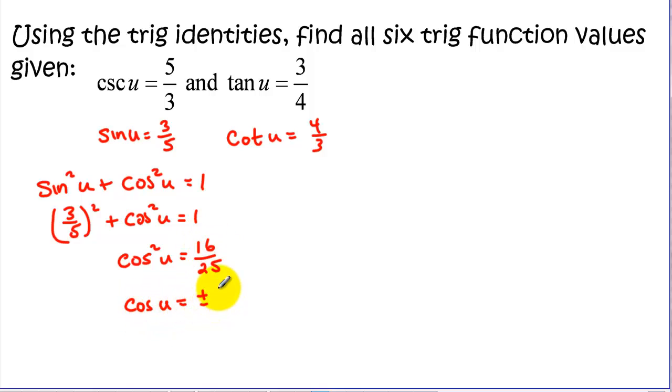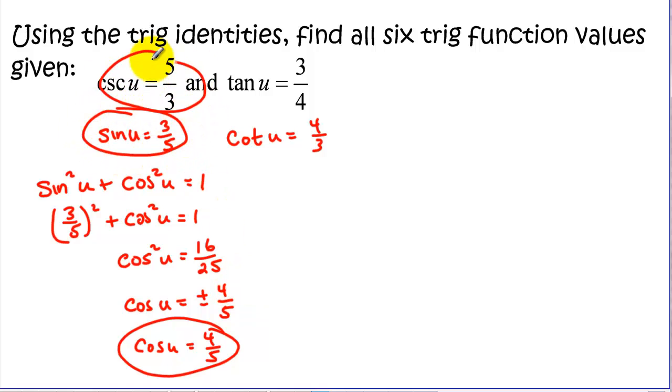Square root of this is 4/5. And again, we have to decide positive or negative. Now the sine was positive and the tangent's positive. So if the tangent's positive, sine and cosine have to be the same sign. So we want to use the positive version here. So positive 4/5. So here we've got 1, 2, 3, 4, and 5.